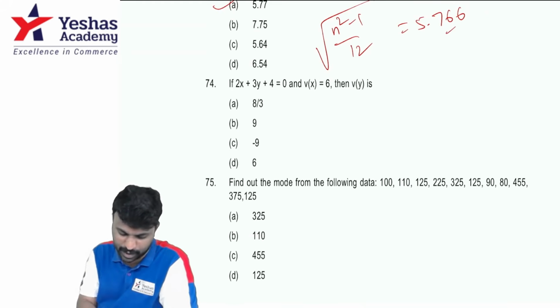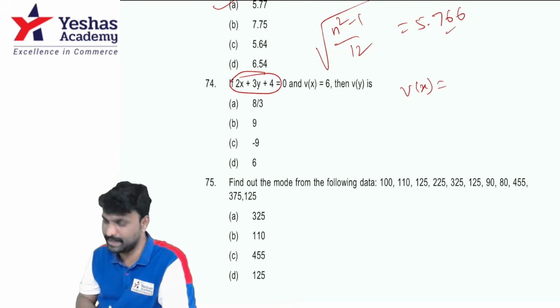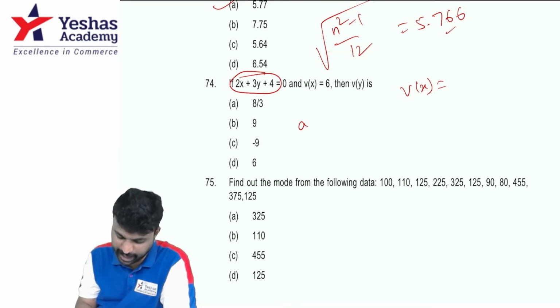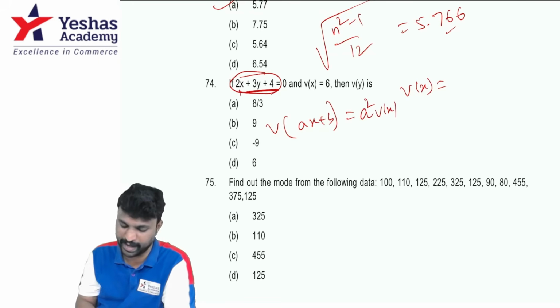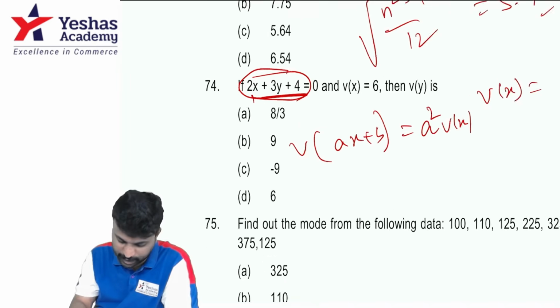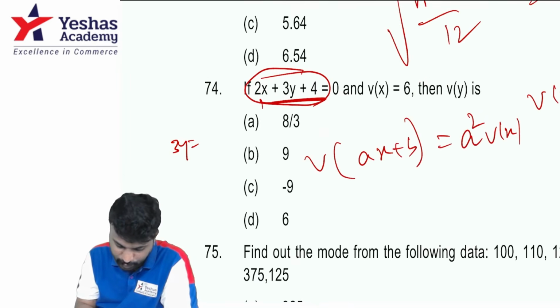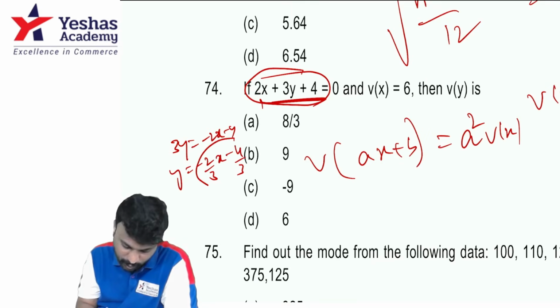Guys, next question. First of all, write down: whenever variance of x is given and variance of y is asked, we know variance of ax plus b is a square into variance of x. First of all, this has to be written in the form of ax plus b. How do I do that? First of all, 3y is equal to minus 2x minus 4. So y is equal to minus 2 by 3 x minus 4 by 3. So I have got it in this form.